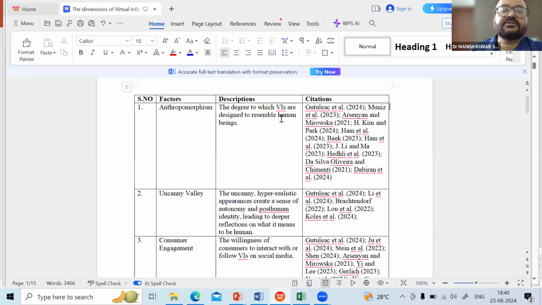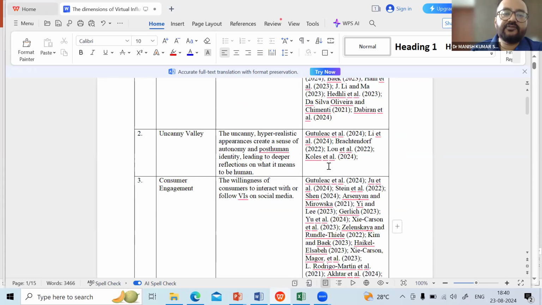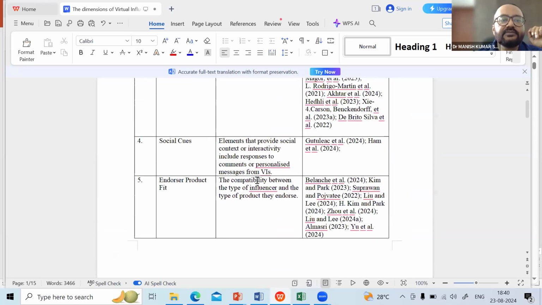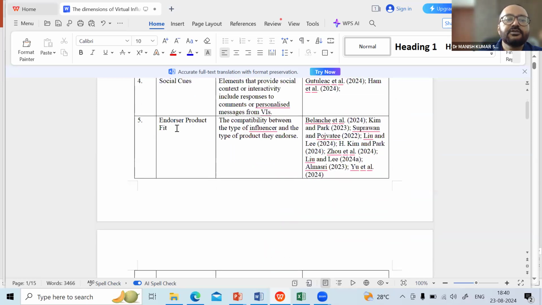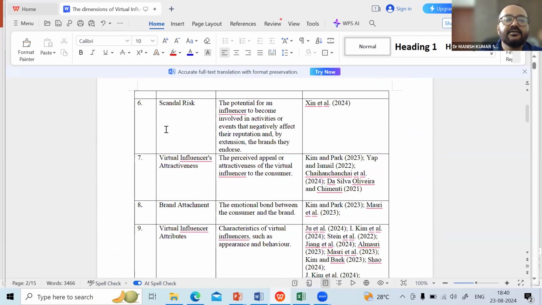Supporting factors related to this. For example, this is for the first item, which is related to the degree to which VIs are designed to resemble human beings. Then there are these following factors we are getting. So first, you have to find out in your paper or your topic something which is supporting, or a group of things which are opposed, or maybe enablers or barriers. So for example, here we find things like social cues, endorsement, project fit, scandal risk.